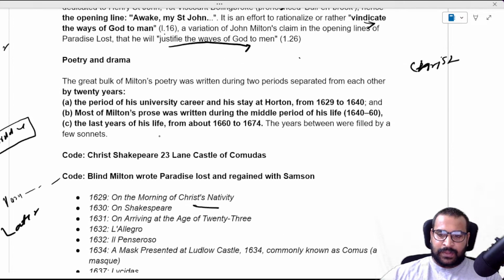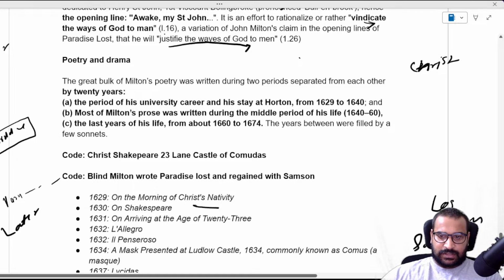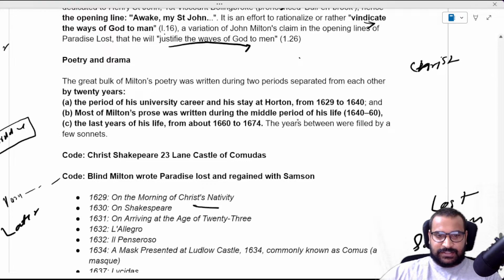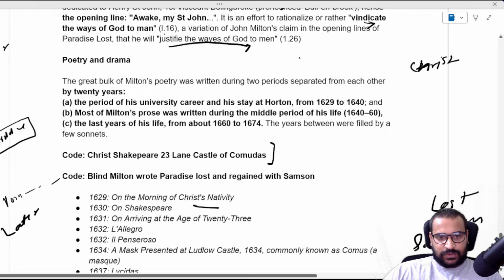Last, Samson, that you have to remember. Then we have Paradise Regained, and then we have Paradise Lost. It is from here, and on here we have one address that I have for the code. So remember this address and you will know the order of all the earlier poems.